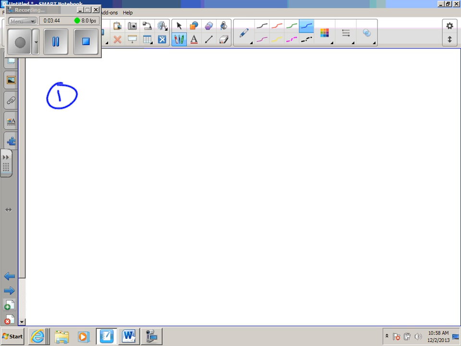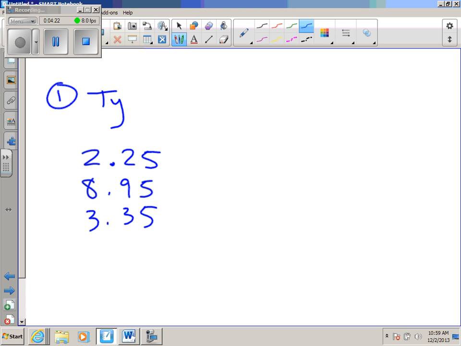So let's take care of Ty. What did Ty order? He ordered quesadillas. How much were the quesadillas? Alexis? So we're going to be adding these up, right? So we're going to line these up. $2.25 for quesadillas. Beef fajitas. How much for the beef fajitas? $8.95. We're going to line up these decimals. And then it says that he had flan, and that was $3.35. Okay. Well, we're going to add those up. Let's just put that on hold for a minute.